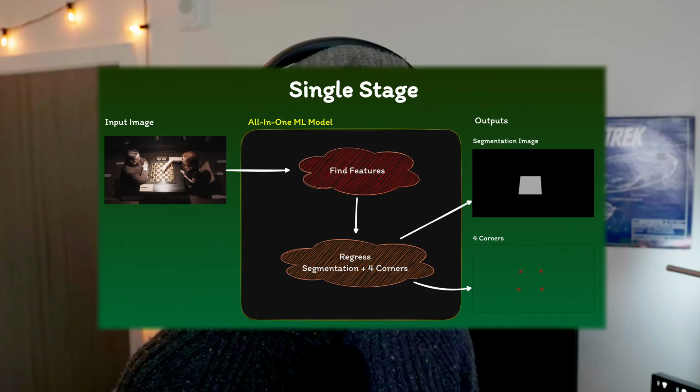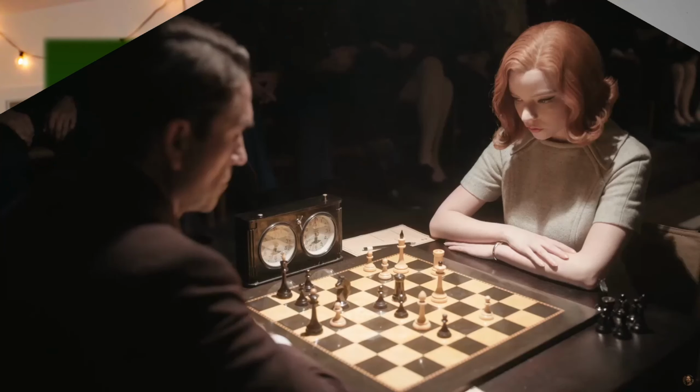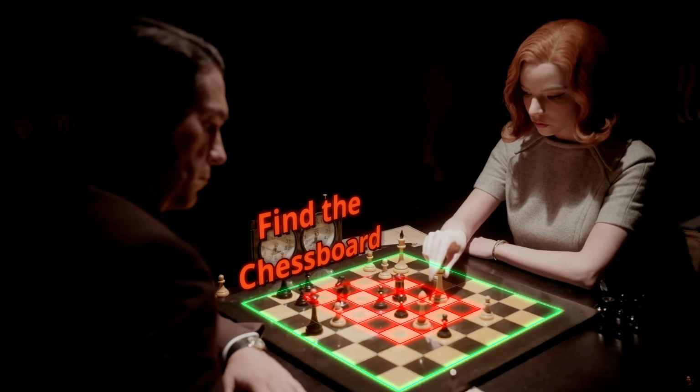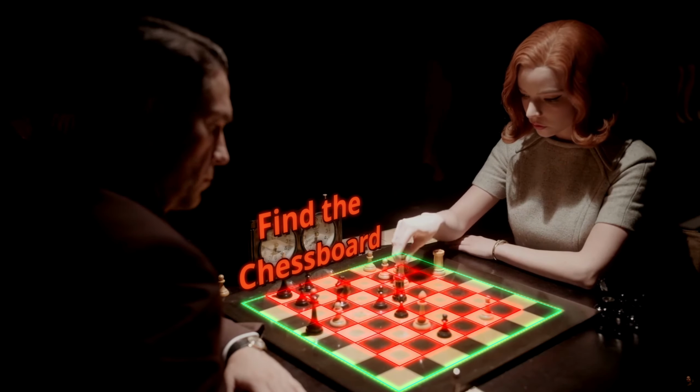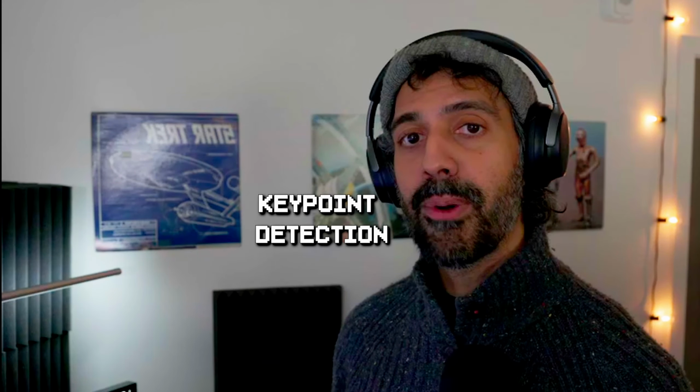Let's circle back to our original goal of identifying the four corners of the chessboard. It's like those augmented reality apps that overlay digital objects on the real world. Suddenly, the chessboard isn't just an image. It's a 3D object that the computer can interact with. To achieve that level of understanding, we have to dive into the world of keypoint detection.